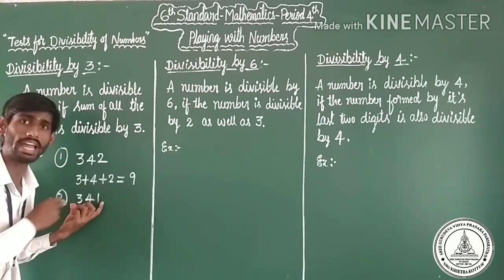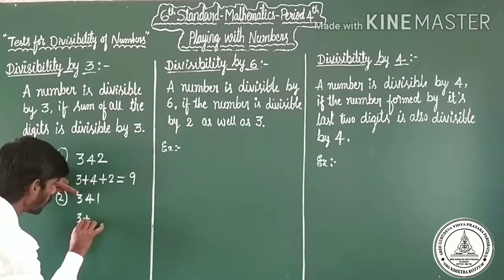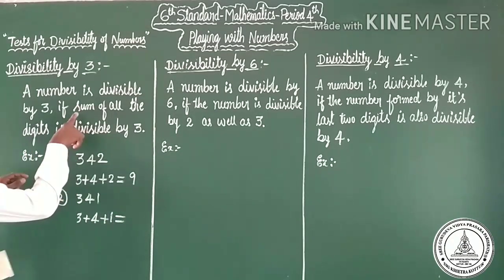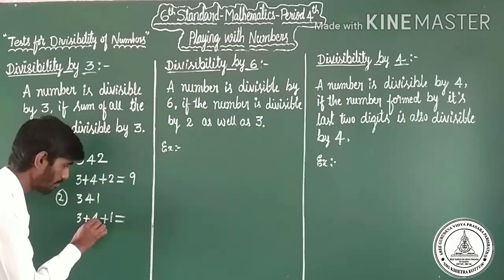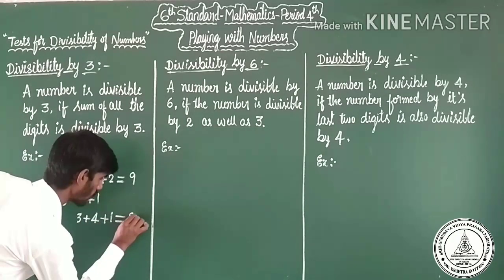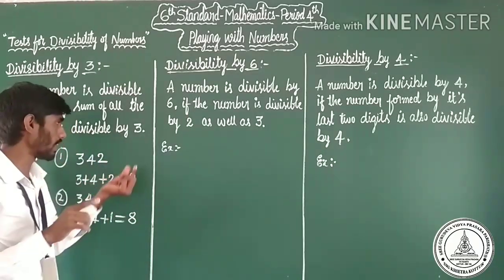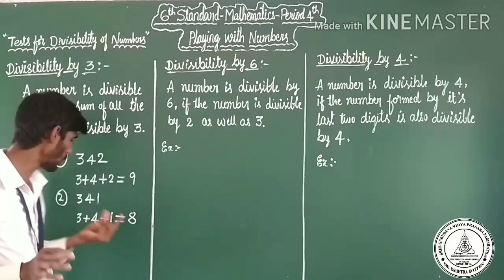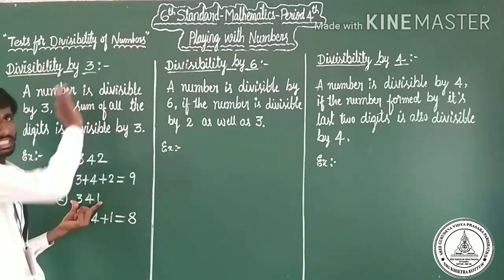Take the number and add all the digits. Observe here, which are the digits? 3 plus 4 plus 1. What is the sum? We need to find the sum first. 3 plus 4 is equal to 7. 7 plus 1 is equal to 8. Is 8 a multiple of 3? Does 8 come in the table of 3? No. So it doesn't pass the divisibility rule by 3.